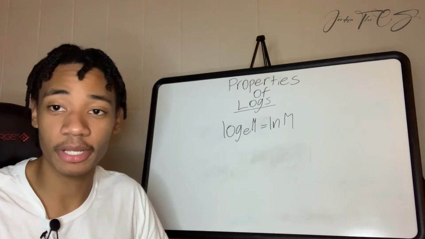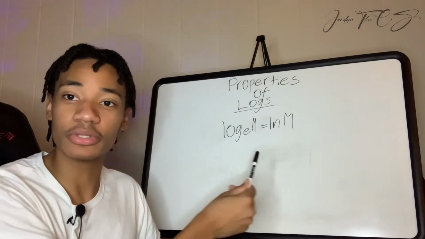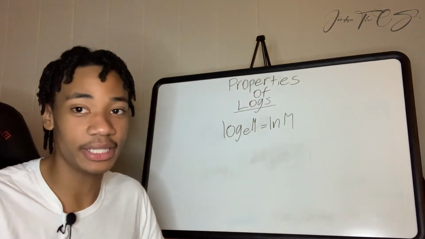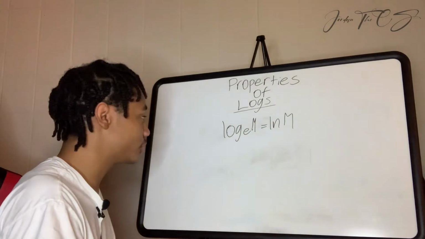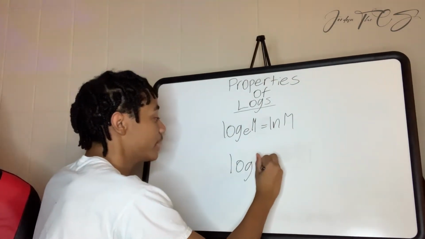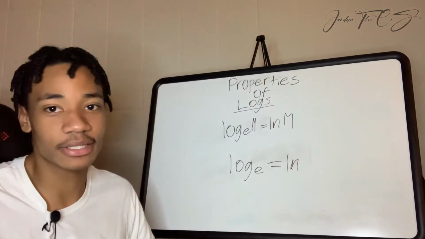Okay, so the next property that I'm going to teach you guys is log base e of m equals ln m. So basically, anytime you have ln, that's just log base e. This really just means that log base e equals ln. That's literally just what that means.